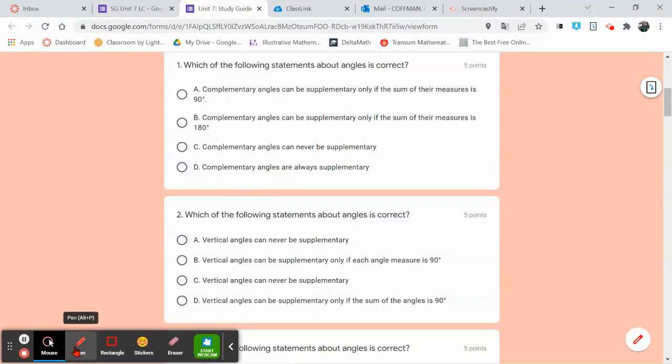Got to put the pin on for that to work. Sorry about that. There we go.